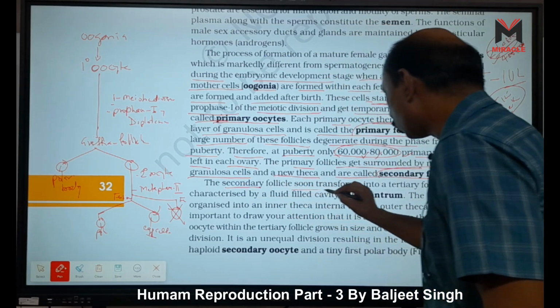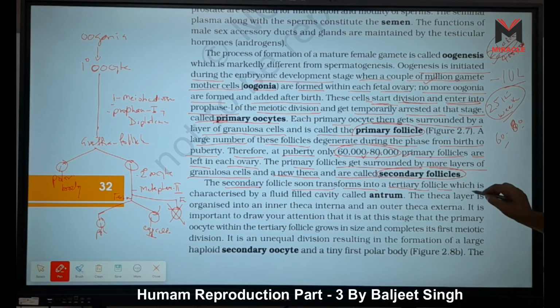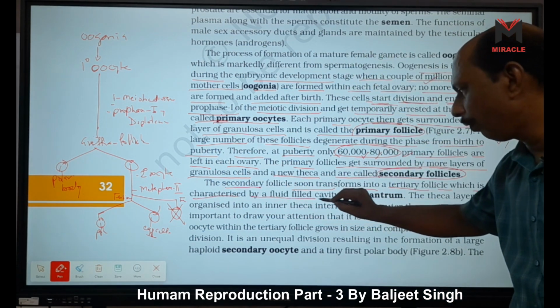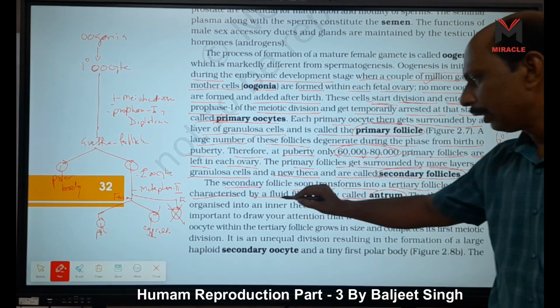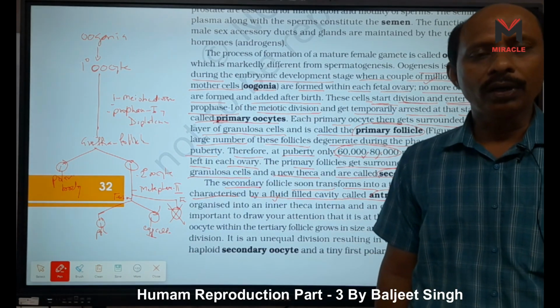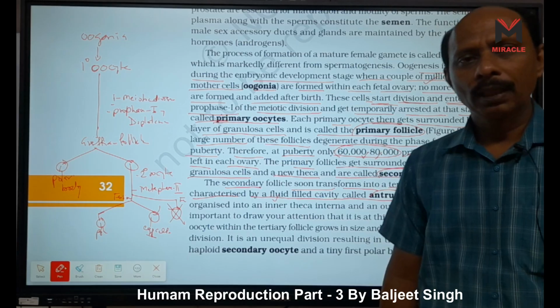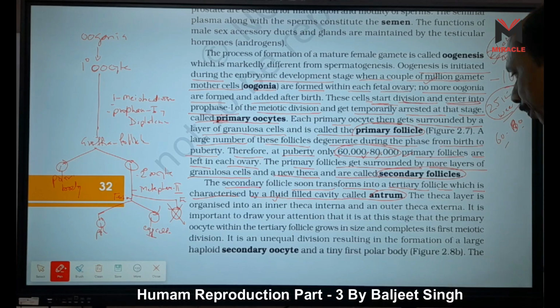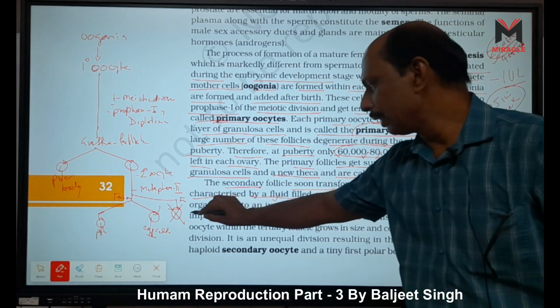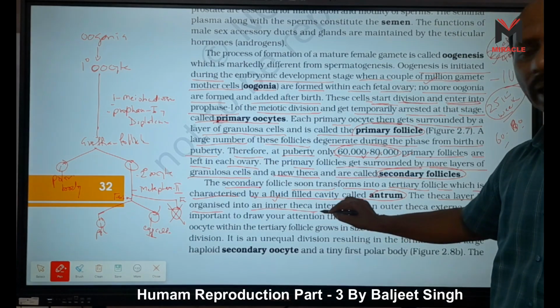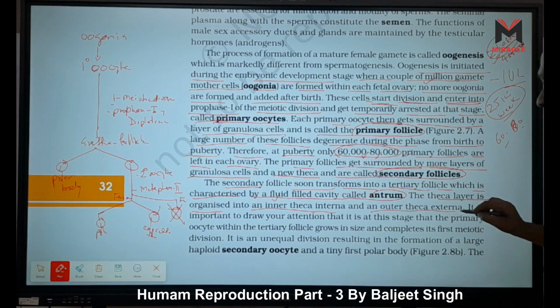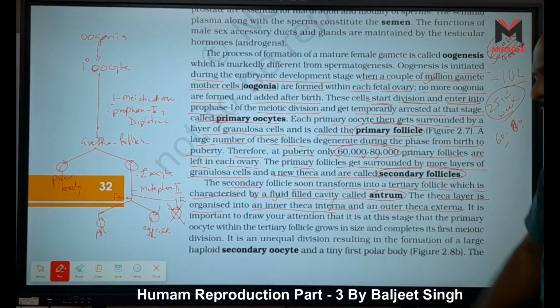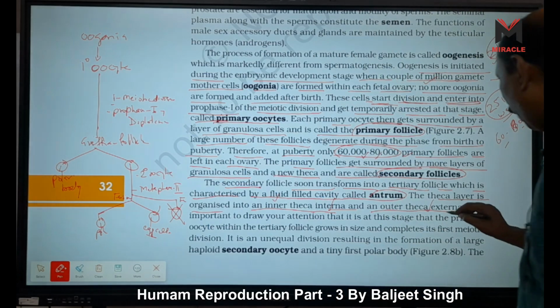The secondary follicle soon transforms into a tertiary follicle, which is characterized by a fluid-filled cavity called the antrum. Because this fluid is present in the follicle, it is called follicular fluid, or liquor. The theca layer is organized into an inner theca, called theca interna, and an outer theca, called theca externa. Theca interna is a cellular layer, but theca externa is made up of collagen fibers, or white fibrous connective tissue.